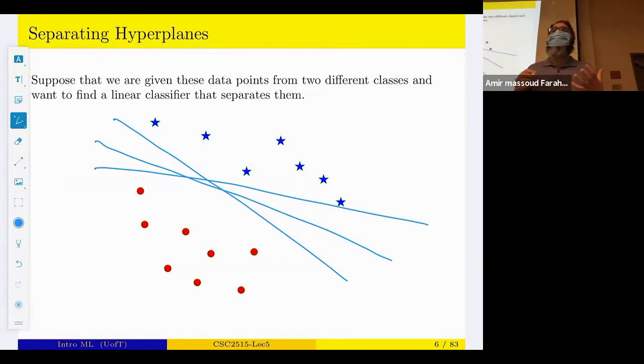Now the question here, and I'll get back to it in a few slides, is which one should we choose? Do you have any idea which one I should choose? Someone answered: the one with the furthest distance from all points. That makes sense, so that you're less likely to have one point end up on the wrong side. So the answer was to choose the one that is furthest from each of the classes.